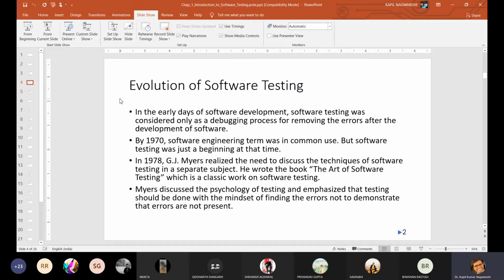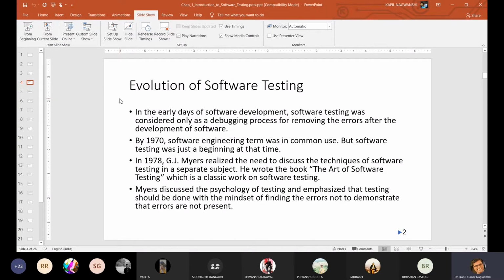During the 1970s, the term software engineering was in common use, but software testing was just beginning at that time. In 1978, G.J. Myers realized the need to discuss the techniques of software testing as a separate subject. He is the key person, and he will be quoted many times. He wrote the book The Art of Software Testing, a classic work in software testing, which you can download from the network.